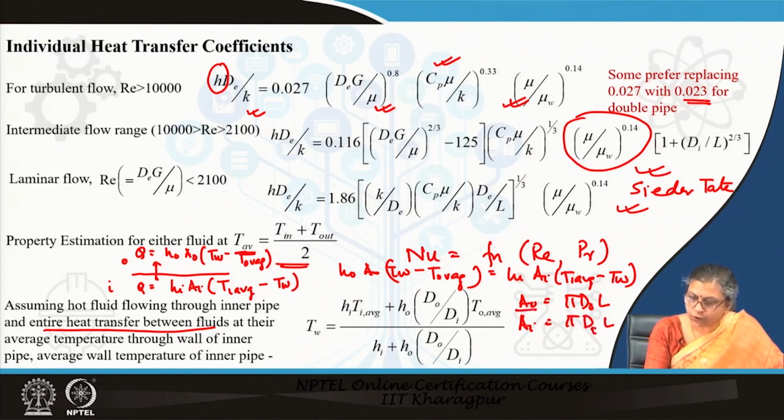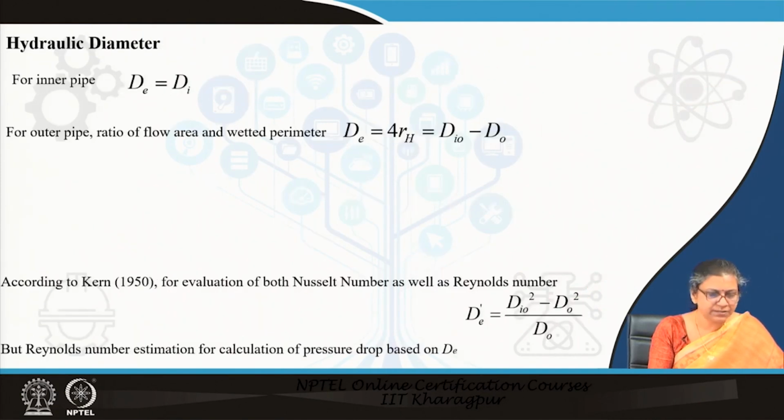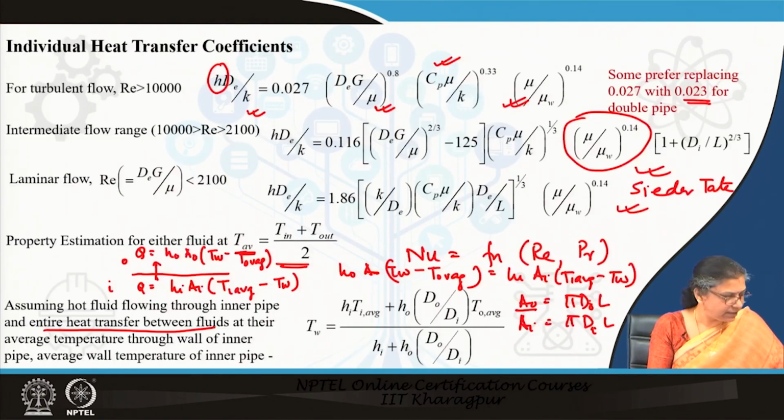So, therefore, AO by AI equals DO by DI. So, therefore, you can replace one with the other by just substituting DO by DI. If you perform this particular derivation here, then you will find that, let me see if there is a little more space here. Yeah, I can do it here also, or else I can do it here.